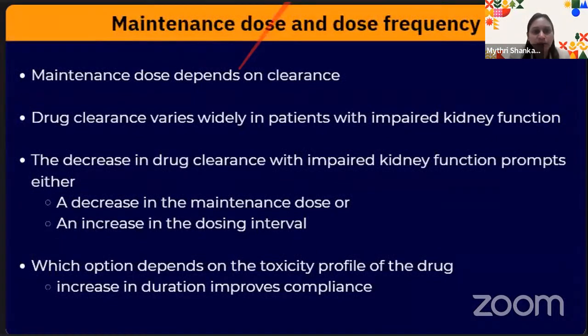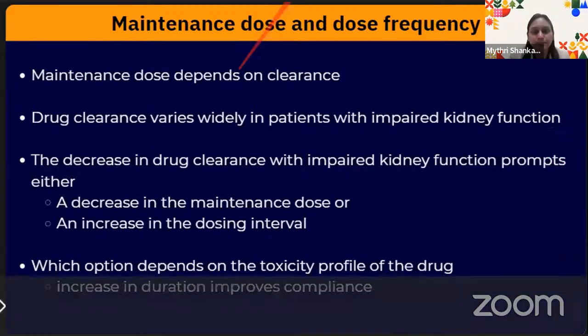Maintenance dose largely depends on the clearance, as I already mentioned, and drug clearance varies widely in patients with impaired kidney function depending on what their kidney function is. The decrease in drug clearance with impaired kidney function prompts either a decrease in the maintenance dose, maybe we give lesser milligrams, or we increase the dosing interval. So which option to choose? This depends upon the toxicity profile of the drug, whereby giving higher doses less frequently may predispose to some toxicity. On the other hand, less frequent dosing improves compliance in our patients.